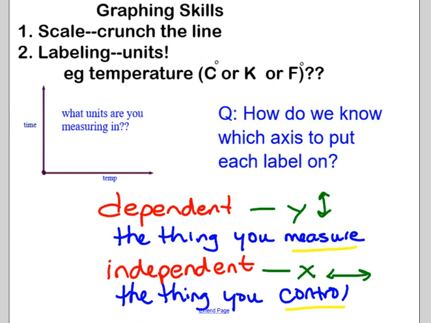For example, in the example I just gave you, I said every 10 degrees I decided to take a time reading. So based on this graph, I controlled the temperature. That's when I decided to do a measurement. The independent variable always goes along the bottom of your graph. The dependent variable always goes up the side.